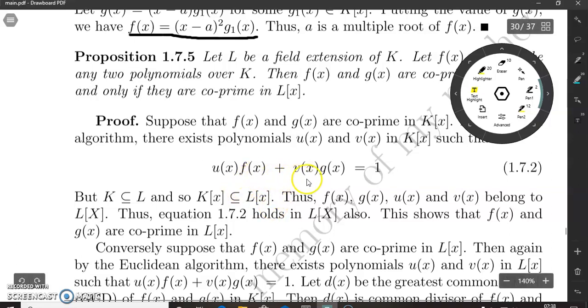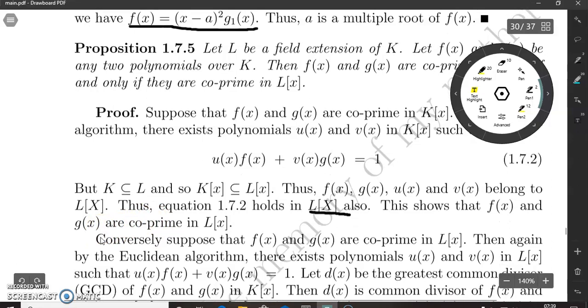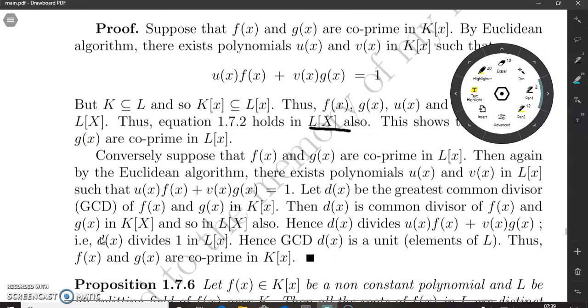So since f(x), g(x), u(x), v(x) belong to K[x], and since K[x] is a subset of L[x], therefore f(x), g(x), u(x), v(x) will belong to L[x]. It means this equation holds in the polynomial ring L[x]. It means this equation says that the GCD of f(x) and g(x) is 1, that is, f(x) and g(x) are co-prime in L[x]. Okay.